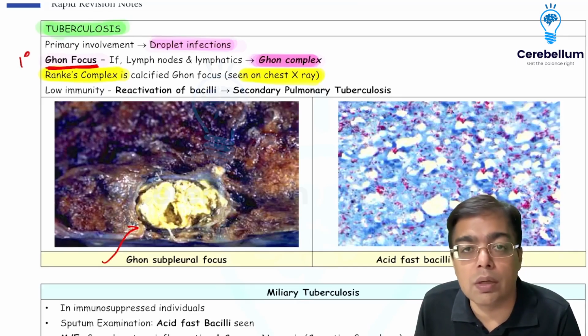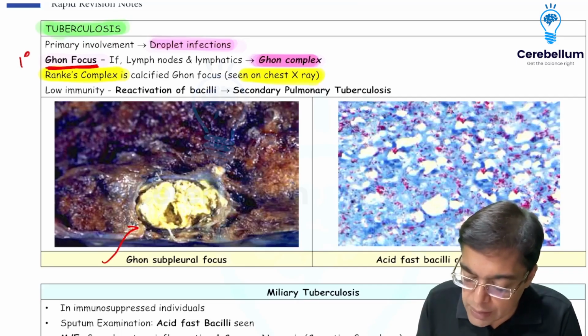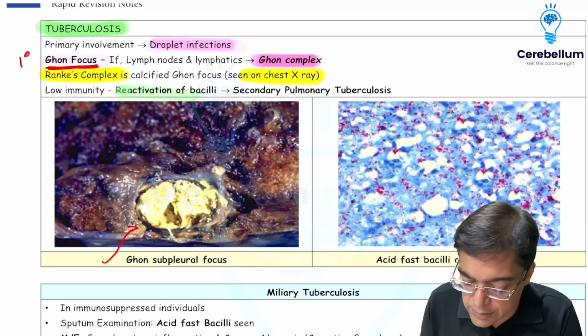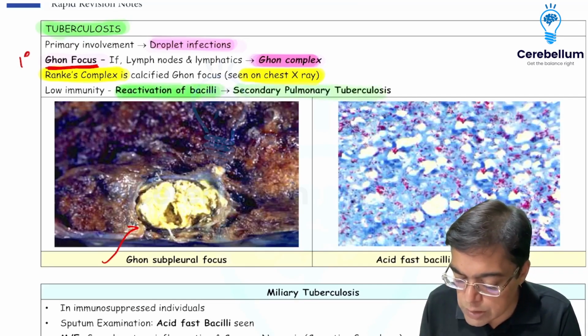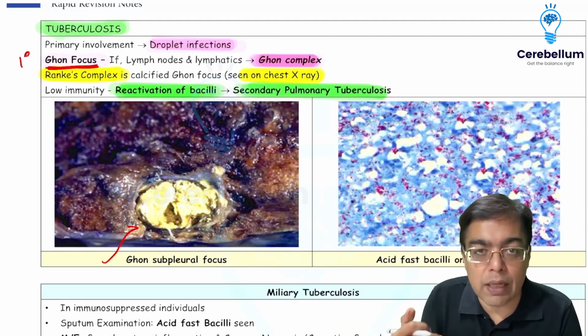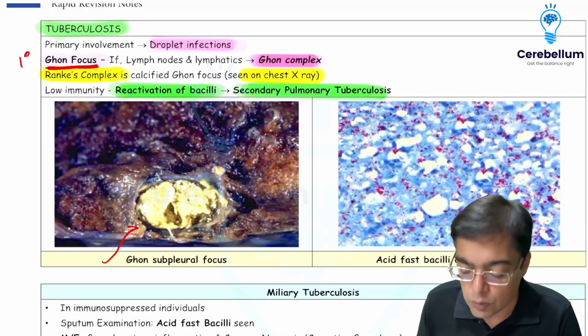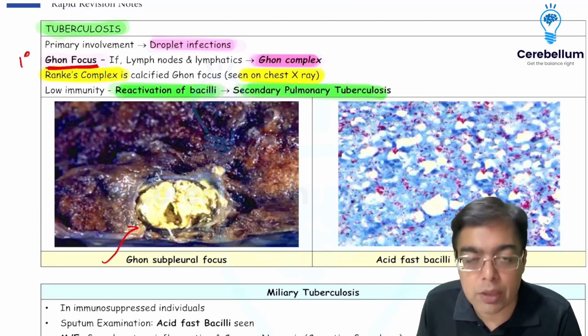However, due to a reinfection or more commonly due to immunosuppression, transient immunosuppression maybe, there is going to be reactivation of the bacteria. And if there is a reactivation of the bacilli, this is going to be responsible as the most common reason for secondary pulmonary tuberculosis. So it is not a reinfection. I repeat that, it is not a reinfection. It is the reactivation of a latent infection which is going to contribute to secondary pulmonary tuberculosis.